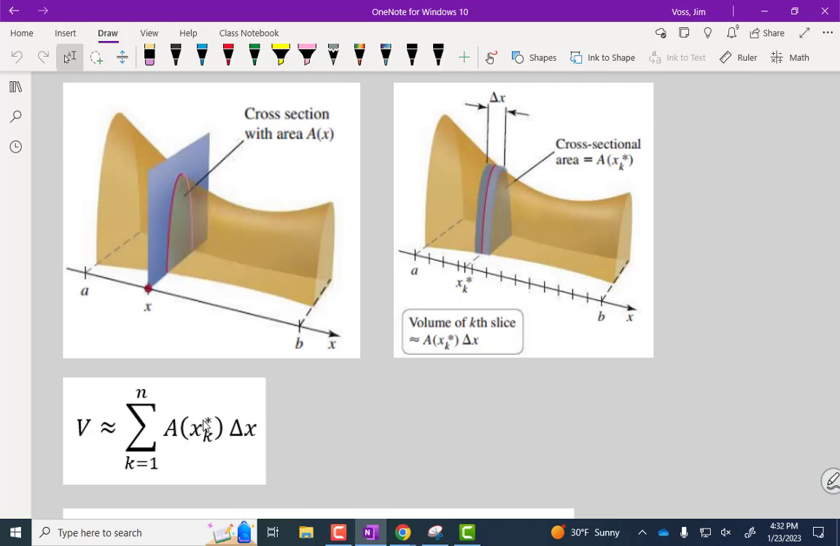Okay, so now we are going to extend the ideas of integration to find volumes. And so our strategy is very similar. We're going to use Riemann sums, at least in the background. And the idea is that we are going to have a solid object which could be created in a couple of different ways. We'll talk about that.